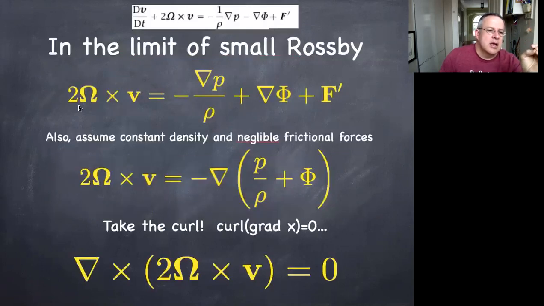In the limit of small Rossby number, we just drop that material derivative term, boop, gone. And this is what the force balance looks like. Now, this is inside of a gradient, and this is inside of a gradient. If the density was constant, we could assemble these together, pull the density inside, so we have pressure plus the gravity and centrifugal force all together, hiding inside of here. And neglecting the frictional forces, we drop the F prime, and bingo, this is what we've got.